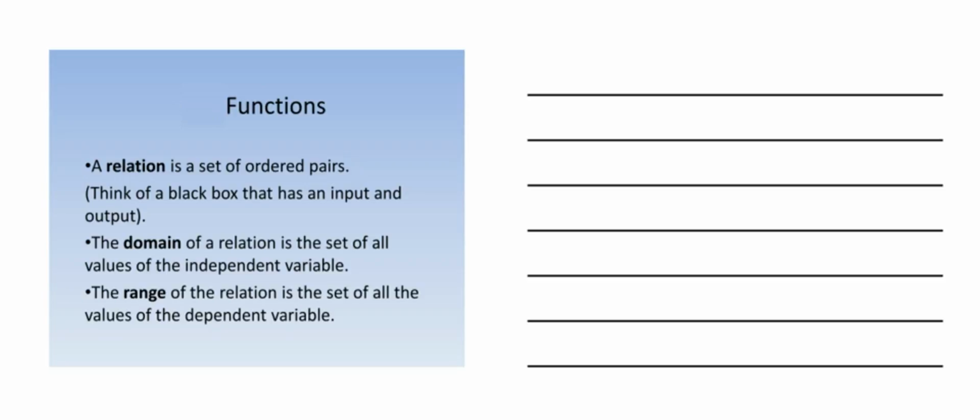Functions. A relation is a set of ordered pairs. Well, think of a black box that has an input and output. We have what we call the domain. The domain of a relation is the set of all values of the independent variable. Independent, sounds familiar. The range. The range of a relation is the set of all the values of the dependent variable.